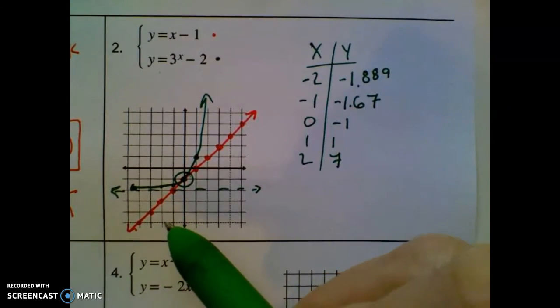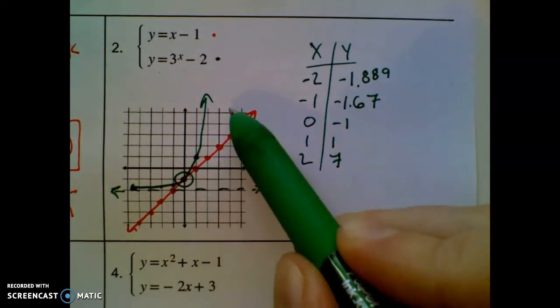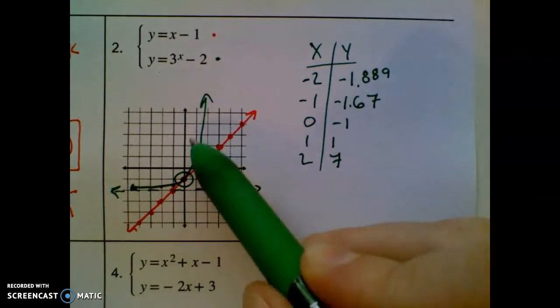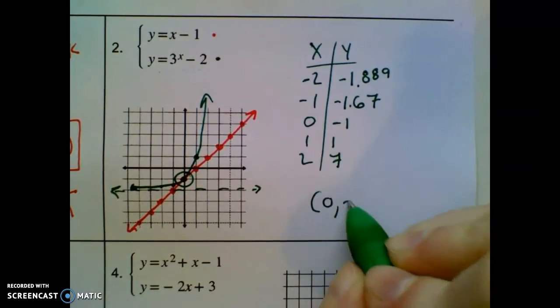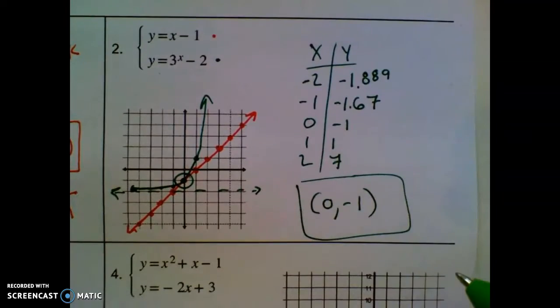The exponential could cross twice if it went down and then back up, but it just bumps it real quick and then it's done. So then this ordered pair answer is 0, -1. And that is the only answer.